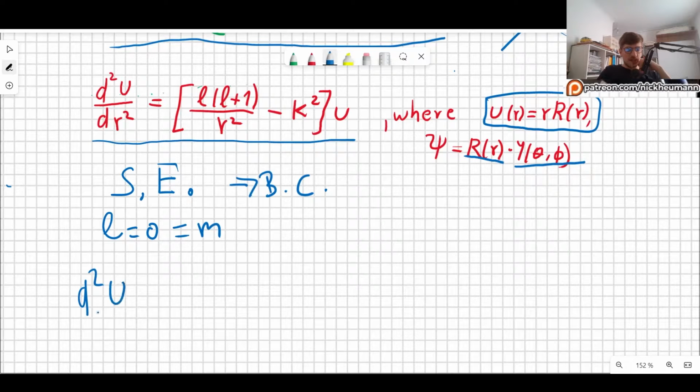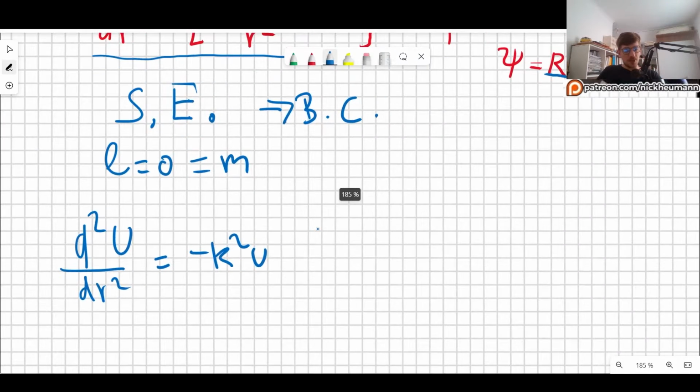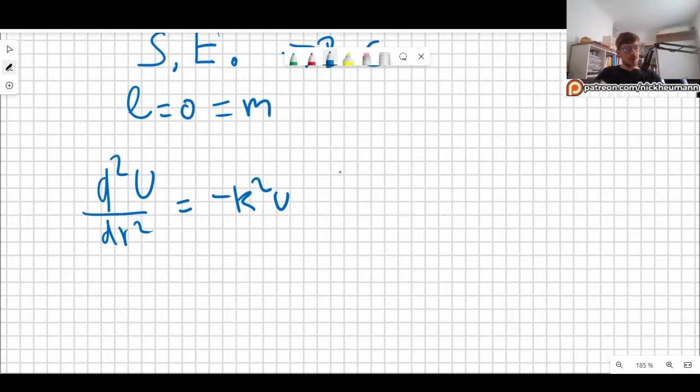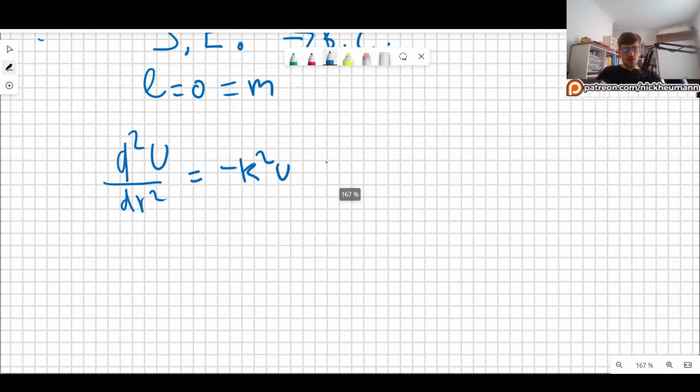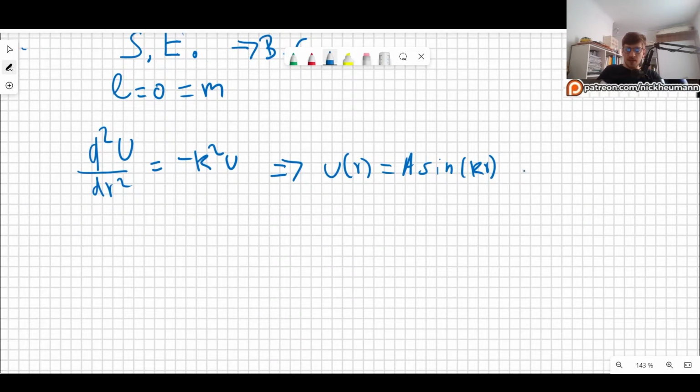When we do that, we get that d squared u over dr squared is going to be minus k squared u. You may notice this is exactly the same equation that we had for the infinite square well. So the solutions to this are that u of r is A times the sine of kr, instead of x, of course, plus B cosine of kr.